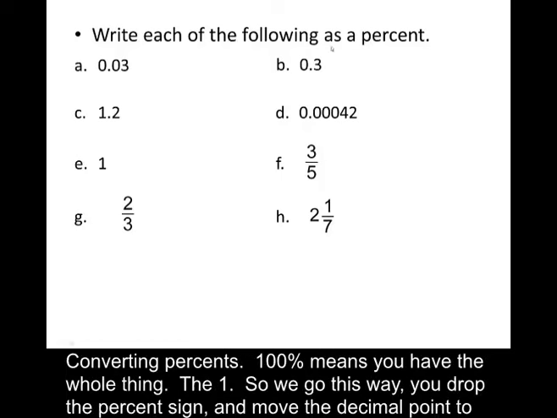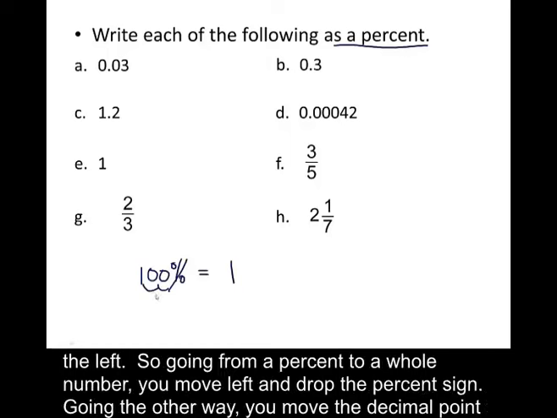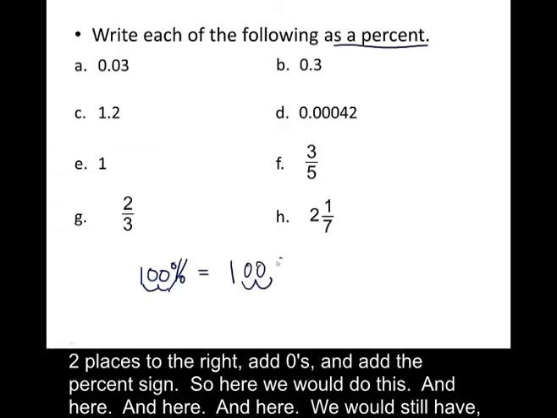Okay, converting percents. 100% means you have the whole thing, the 1. So to go this way, you drop the percent sign and move the decimal point to the left. So going from a percent to a whole number, you move left and drop the percent sign. Going the other way, you move the decimal point 2 places to the right, add zeros, and add the percent sign.